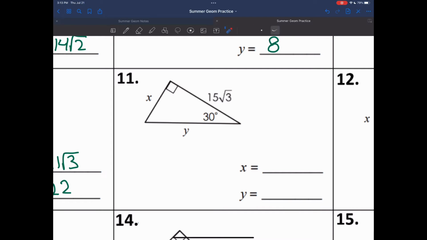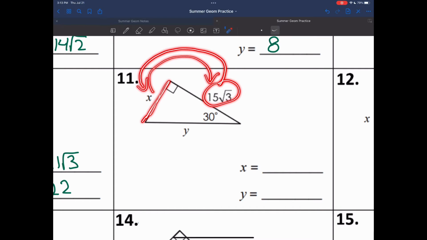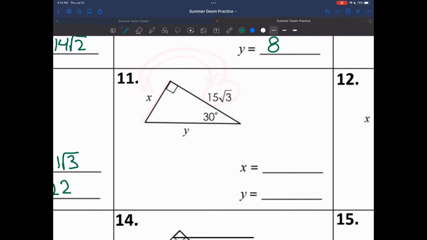So the norm is if we're given the short leg, we always multiply by square root of 3 to find the long leg. So work backwards. Take this and divide it by the square root of 3 to get the short leg. Always find your short leg first. So I'm going to take 15 square root 3 and divide it by the square root of 3. But lucky for us, those cancel out and we just get 15. So x is going to equal 15. And then it's pretty easy from there. You just double it always to get your hypotenuse. So y is going to equal 30.